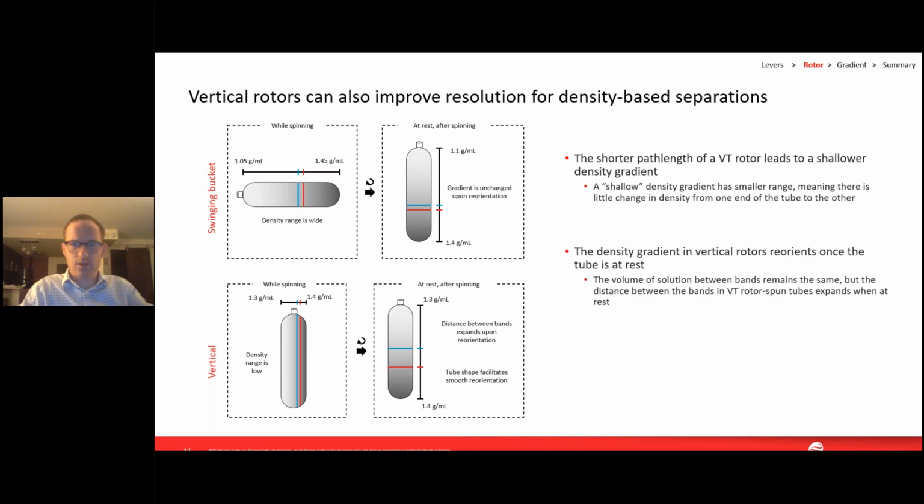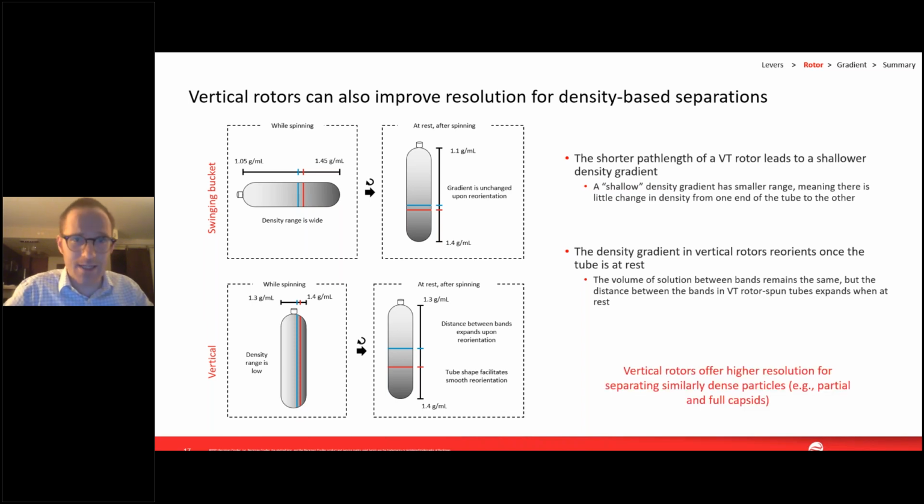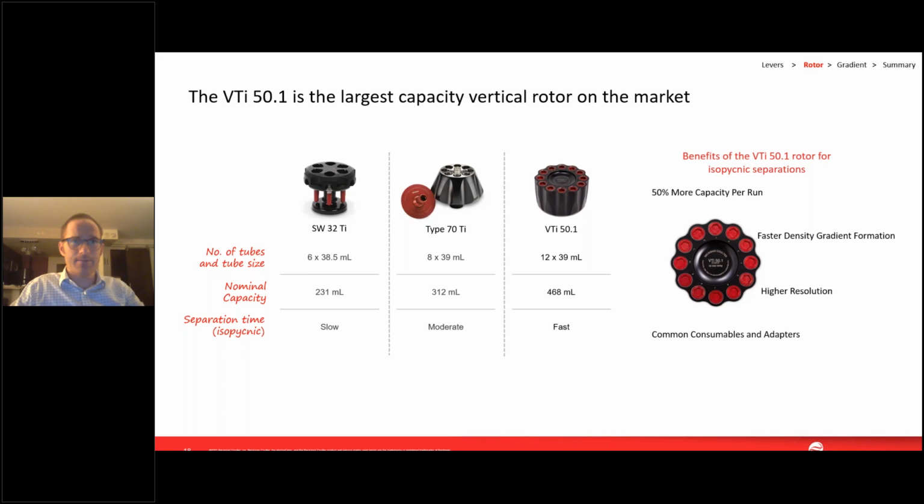And so these are the notes there. This is just repeating what I just said. The shorter path length leads to a shallower density gradient. That's the magnifying effect. The shallow density gradient has a smaller range, meaning there's little change in density from one side to the other. That means that you're able to really hone in on your sample of interest, and then also the density gradient reorients, allowing you to see that better. So what does this look like in an experiment? I'm sorry, before I get to the experiment, I just wanted to also point out that there's the VTI 50.1, which has almost half a liter of capacity.